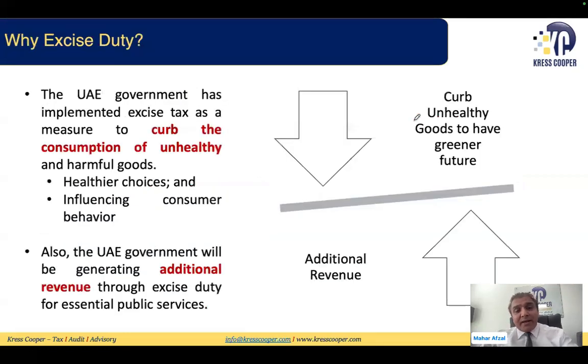So what are the key reasons for excise duty? The two important things. The first important thing is to curb the consumption of unhealthy goods and give people an option to make healthier choices, influencing consumer behavior, as I mentioned. This is the first objective. The second objective is that the government will have additional revenue. These are the two core objectives. This is the reason that excise tax has been implemented in the UAE.